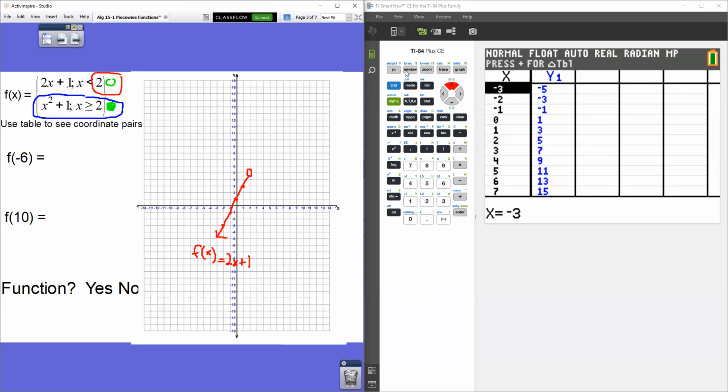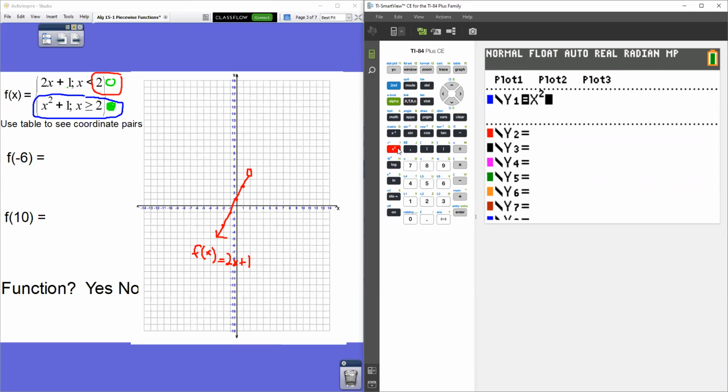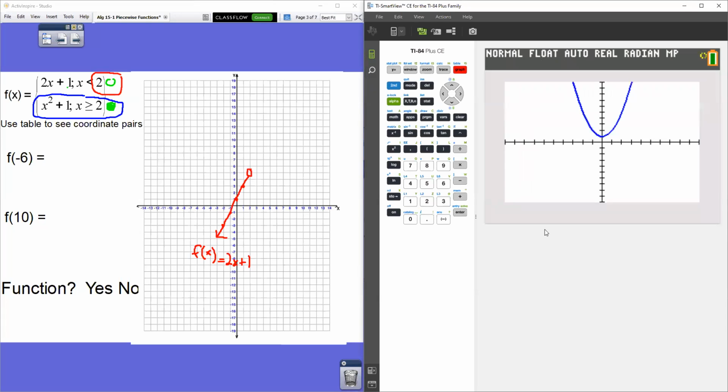x squared plus 1. So I'm going to go back to my y equals. I'm going to clear out my equation. I'm going to type in x squared plus 1. And then I'm going to hit graph. So when you graph it, you get that U-shaped graph.